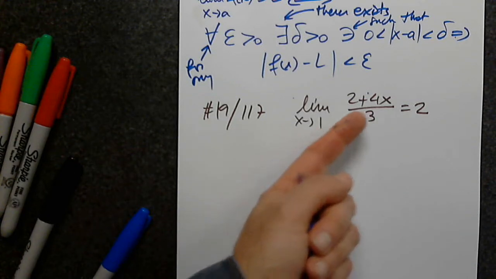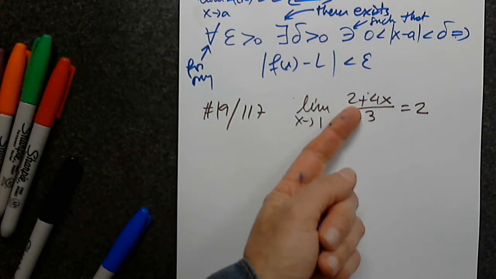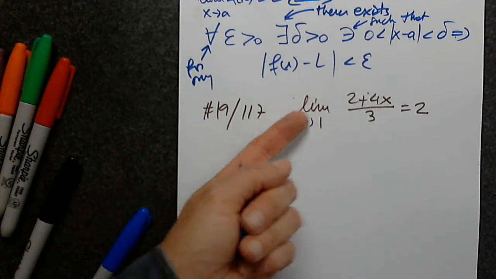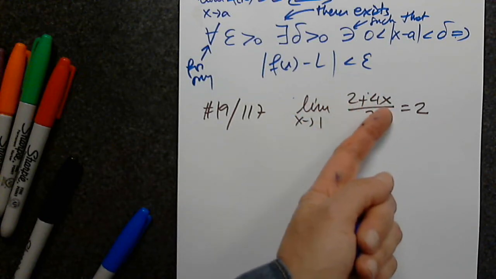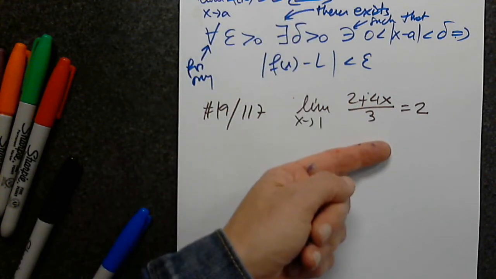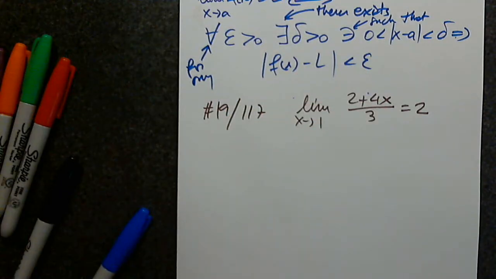As x approaches 1 from either side, the numerator is a polynomial. I can apply the limit law. The limit of the top will be 6. The limit of the bottom is 3. 6 divided by 3 is 2. So this is correct. Agreed?